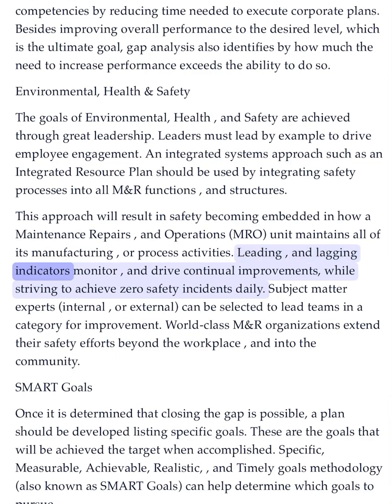Leading and lagging indicators monitor and drive continual improvements, while striving to achieve zero safety incidents daily. Subject matter experts, internal or external, can be selected to lead teams in a category for improvement. World-class M&R organizations extend their safety efforts beyond the workplace and into the community.